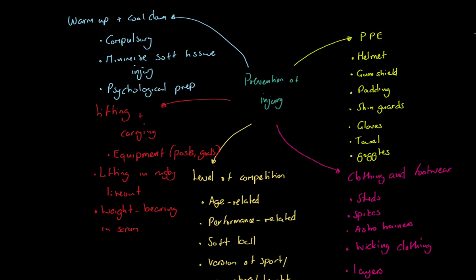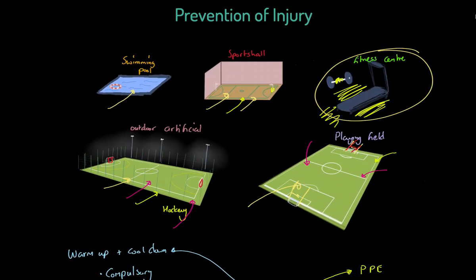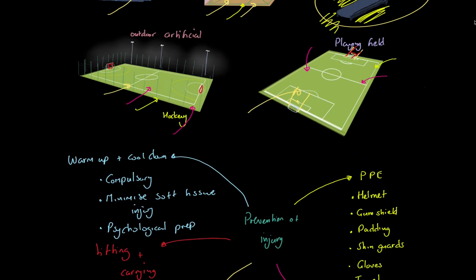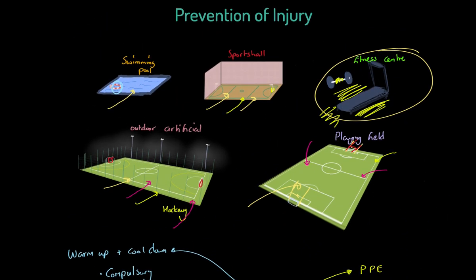Now, I just want to come back up here. What about personal protective equipment in here? Well, here's an example. We've got the ring. We've got other things. We'd have equipment on the wall and so on. All right, so there we go. Prevention of injury.